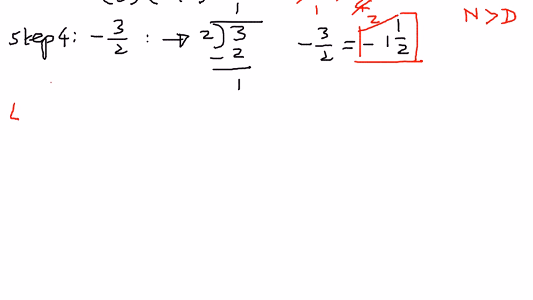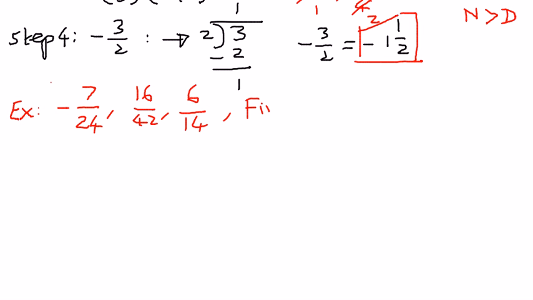In this example, we want to find the product of three fractions. Let's say the three fractions we have are as follows. Negative 7 over 24 is one fraction. 16 over 42 is another fraction. And then 6 over 14 is another fraction. And we want to find the product of these three fractions. So what do we do?